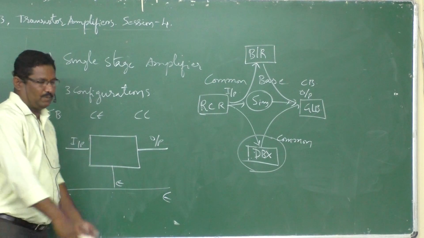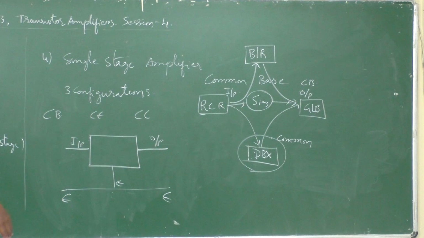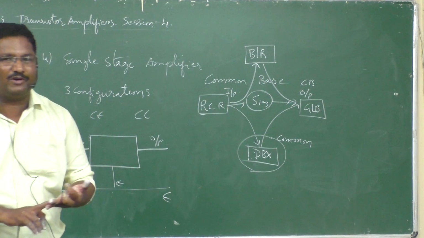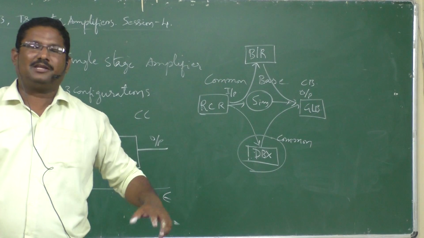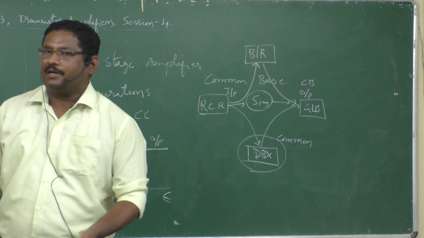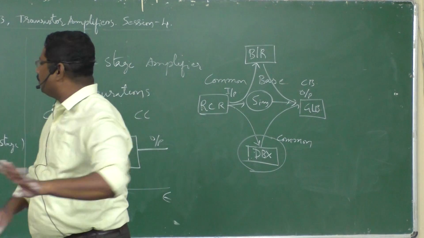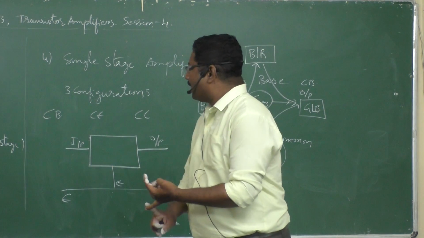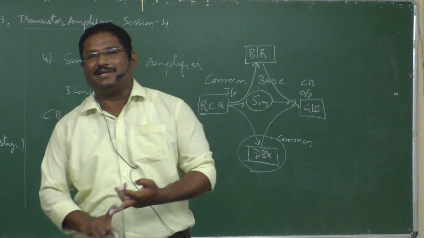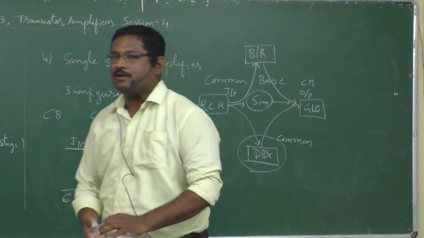I hope in the coming sessions we will learn everything in detail, transistor-wise, how each will work, what the advantages and disadvantages are, and how exactly things will happen. In today's class, we completed 4 objectives: general parameters of the amplifier, half power gain, decibel gain, and configuration of amplifier. Okay, thanks for listening.